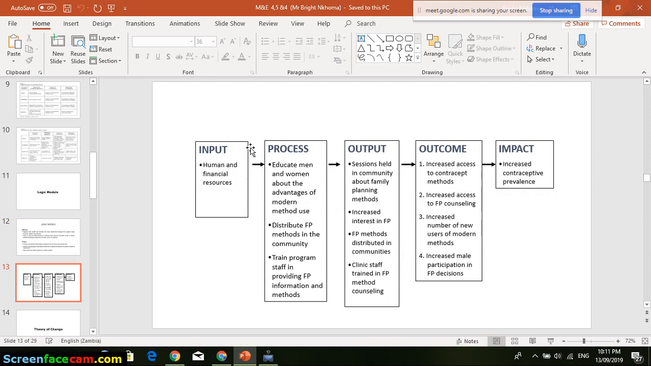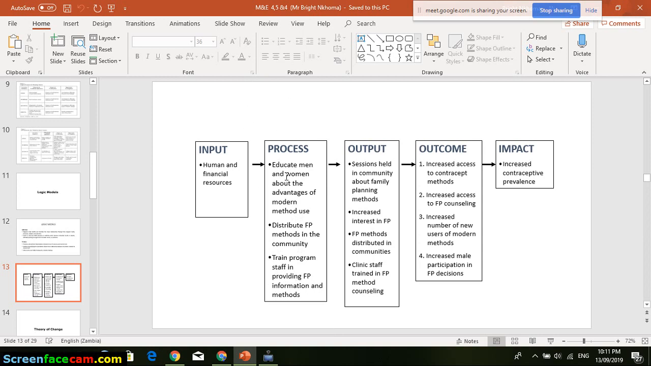So here at the input, we are going to show what we need exactly. We need human capital. We need financial resources. Once we have financial resources, then we are going to say, using the resources and the human capital that we have, we are going to educate men and women about the advantages of modern contraceptives. We are also going to distribute family planning methods, because we can't distribute methods, so this wasn't correct. Then we are also going to train program staff in providing family planning information and methods.